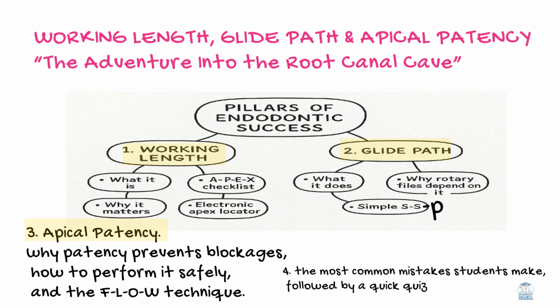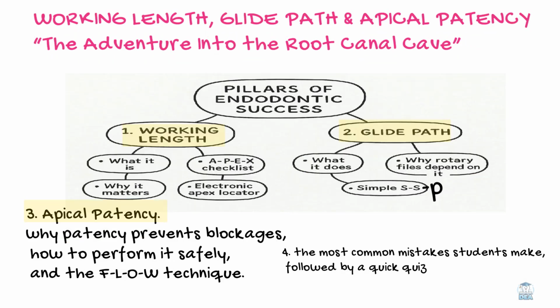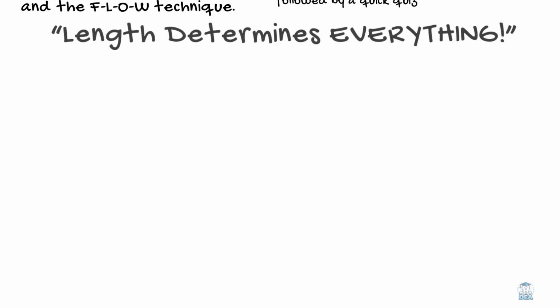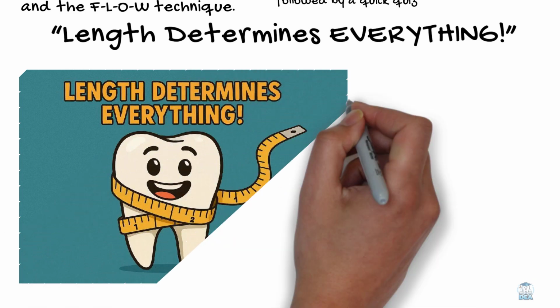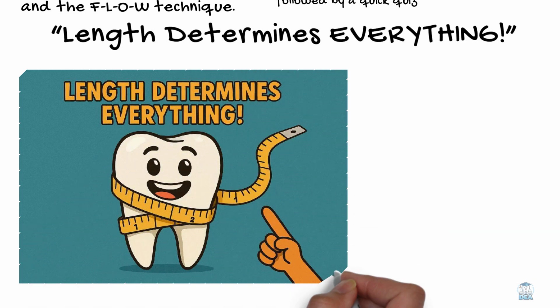This is your roadmap for today: working length, glide path, and apical patency. 3 essential skills that transform you from a dental student into a confident endo explorer. Let's begin. Working length. If your length is wrong, everything after it collapses. But if your length is perfect, you become the ruler of endodontics.